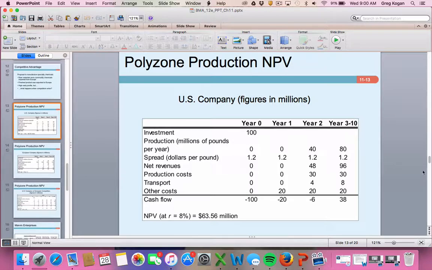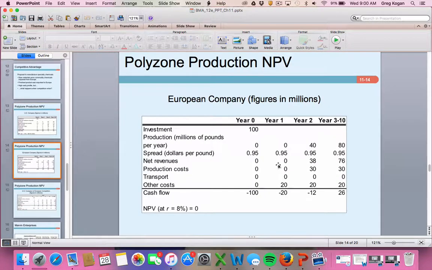So what they do next is look at what would be, for a European company with transportation cost zero, how would they be able to do that? At what price would they be able to get a zero NPV? And it turns out that that's 0.95. At 0.95, you see there is a revenue of 76. Then they have their production cost and other costs. So at that rate, the NPV is zero. So that's where the price will gravitate over the years.